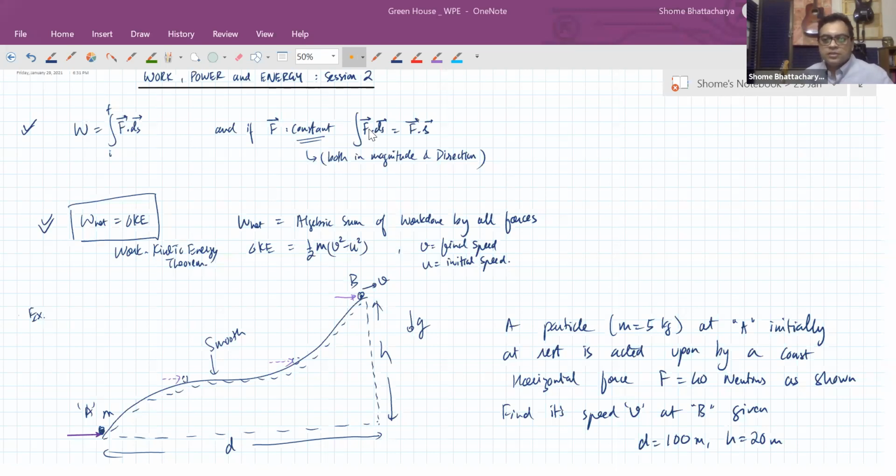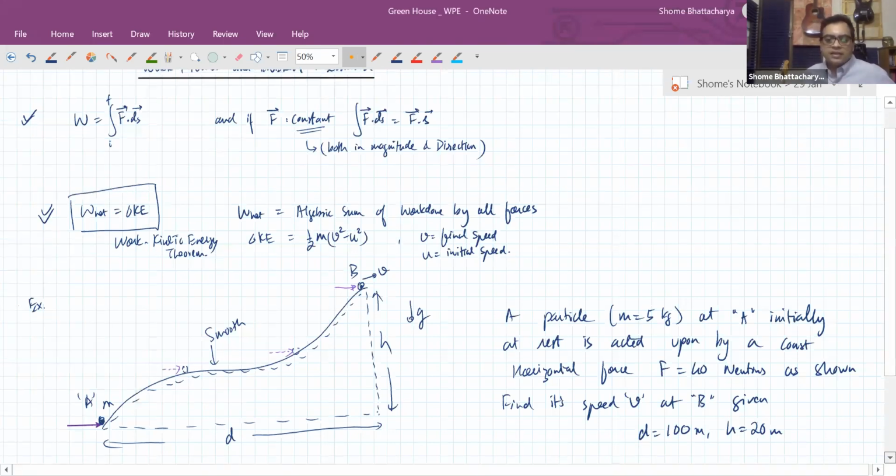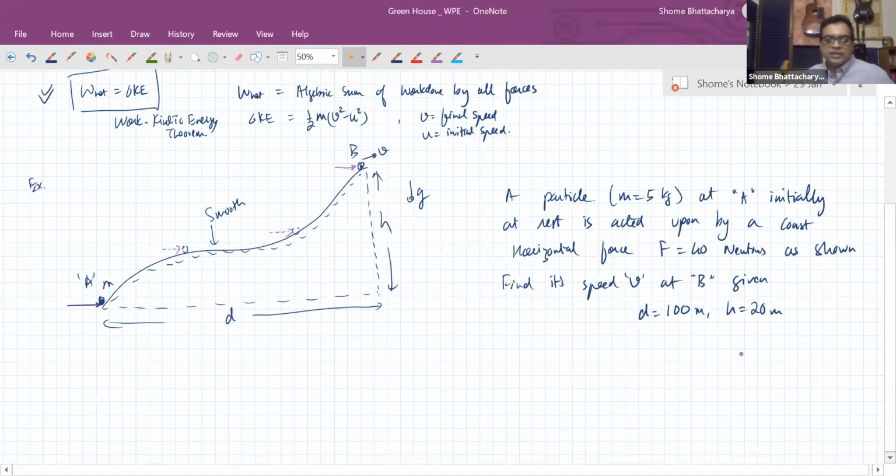Anybody got the answer for this? See, as the particle is sliding up now, because we are forcing it with that external force F. Just write this force as F.